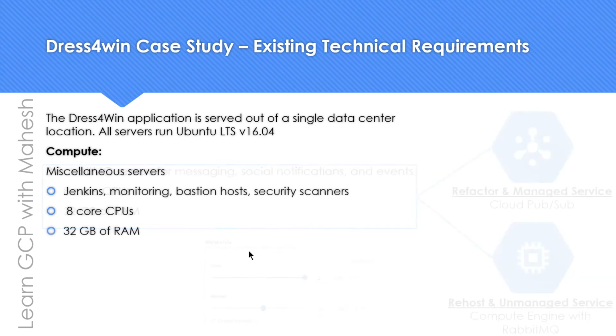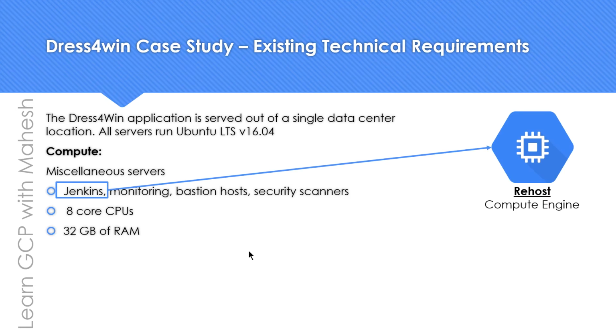Let's move on. The next and the last requirement in the compute section in Dress4win is miscellaneous servers, where the first component is Jenkins, which is primarily a CI/CD engine. So what does this map to? Very simple. It is a straightforward one. Virtual machines, rehost as is. If they already have a Jenkins server on premise, they can move it as is. This is the first option.